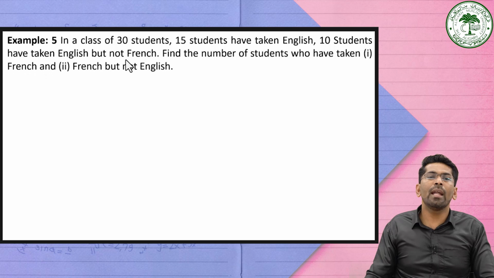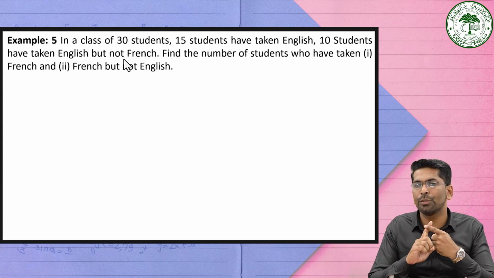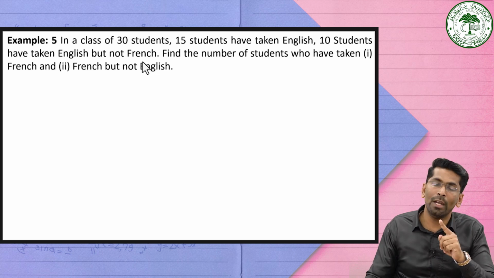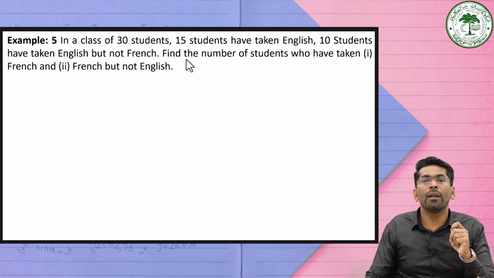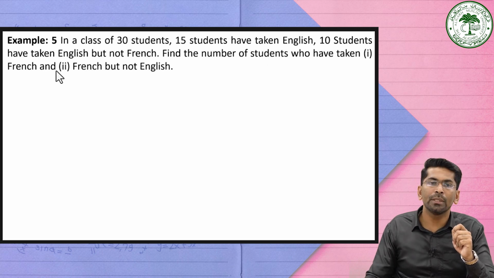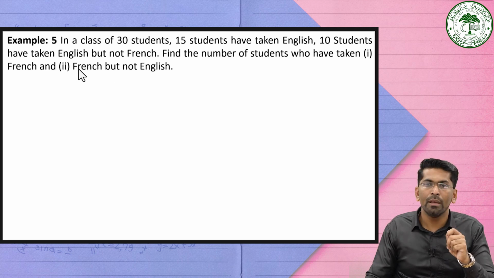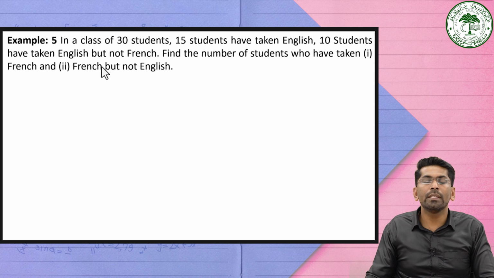Here we have another question. In a class of 30 students, 15 students have taken English. 10 students have taken English but not French, which means these students have taken English only. We have to find the number of students who have taken French but not English, that means French only. So here we denote the subject English as E and the subject French as F.